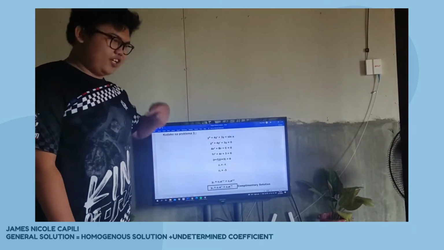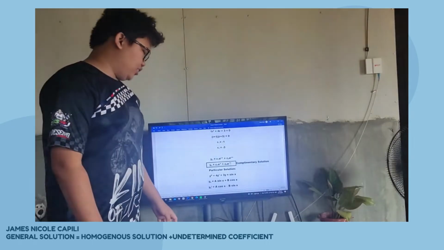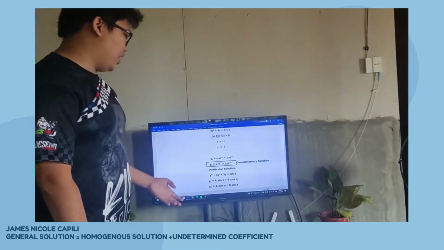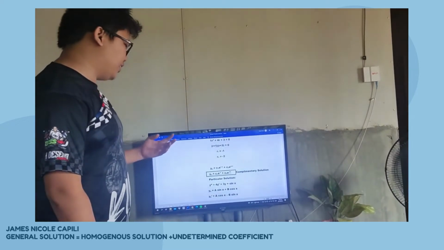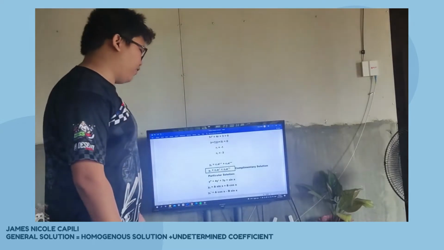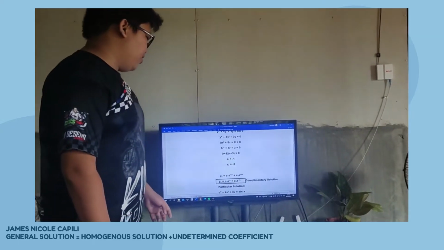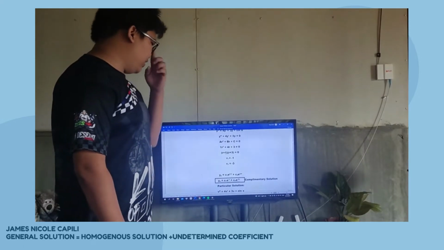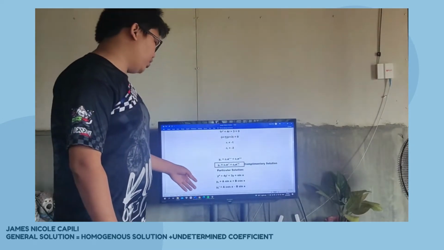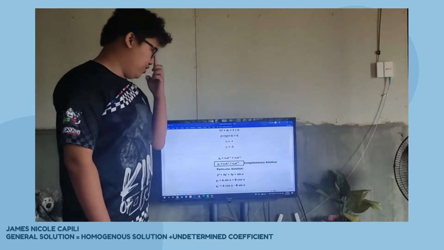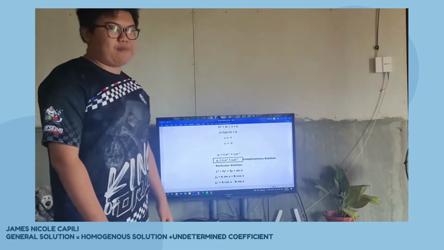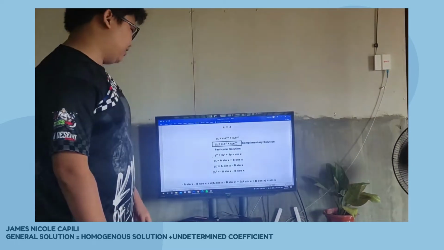and the second is negative 3. Then next, we must use the complementary solution, which has the formula y sub c is equal to c sub 1 e raised to the power of r sub 1 x plus c sub 2 e raised to the power of r sub 2 x. Then let's substitute the first root and the second root in the complementary solution. Then we will get the equation y sub c is equal to c sub 1 e raised to the power of negative x plus c sub 2 e raised to the power of negative 3x.